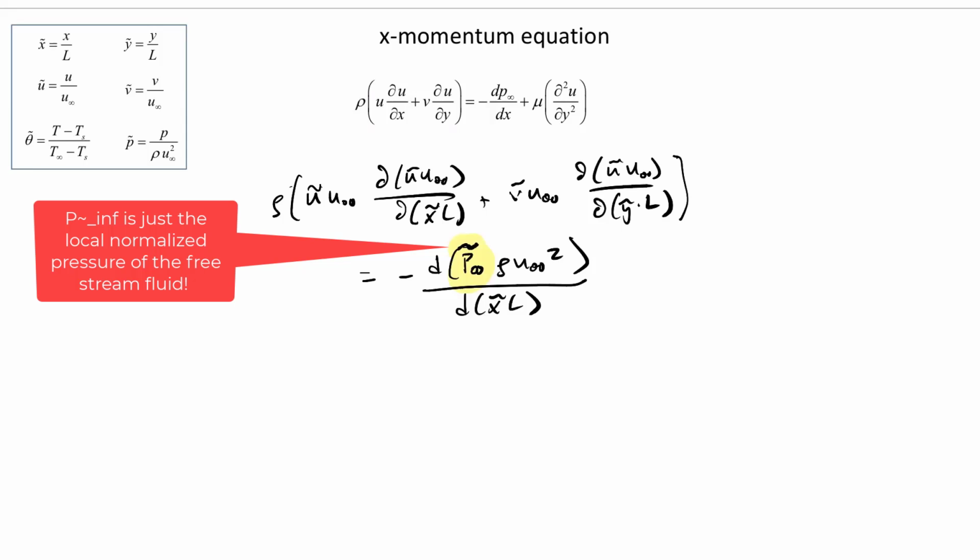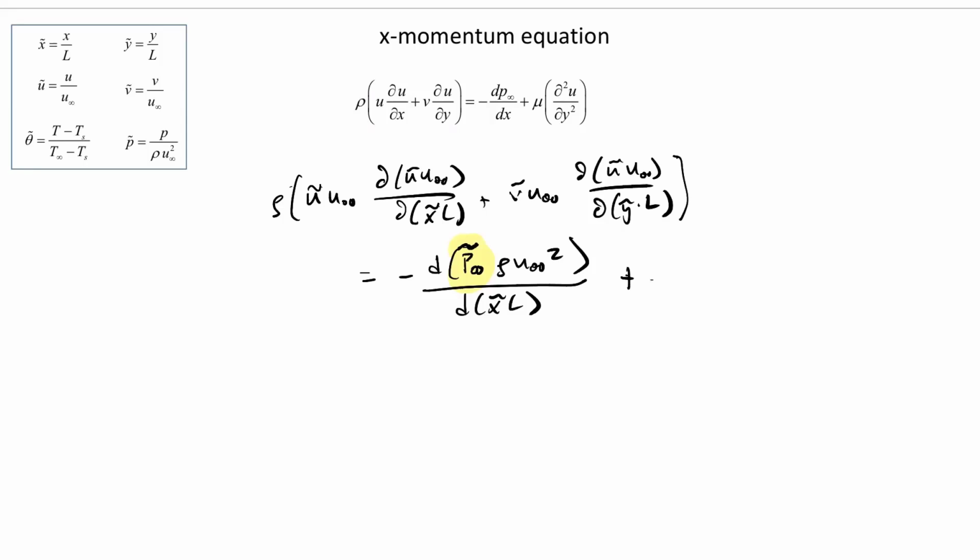We have that term, and then the second term on the right-hand side is mu times the second derivative, d squared of u tilde times u infinity, divided by the derivative y tilde times L, and that's just the denominator squared there. Hopefully we got through that okay. So we have all of our normalized stuff here. We substituted into X momentum, and then we can go through and start pulling stuff out.